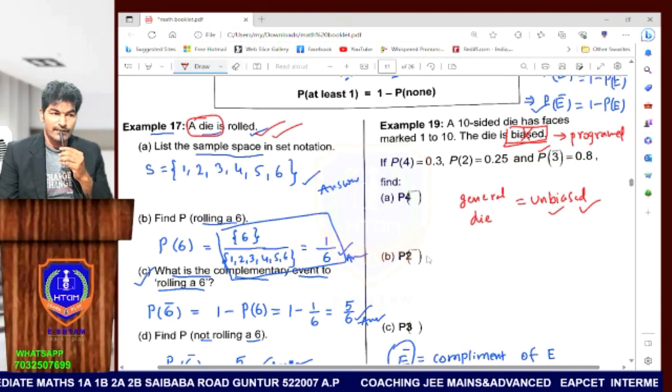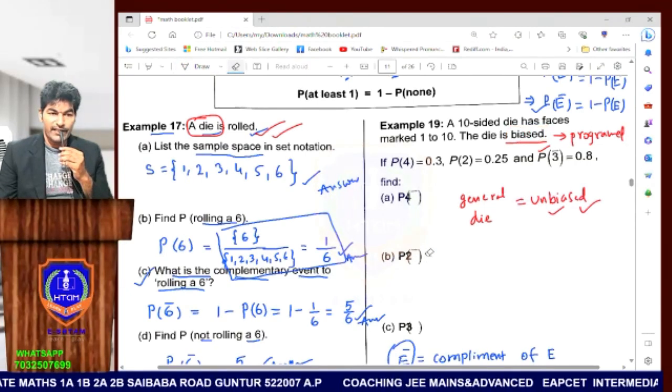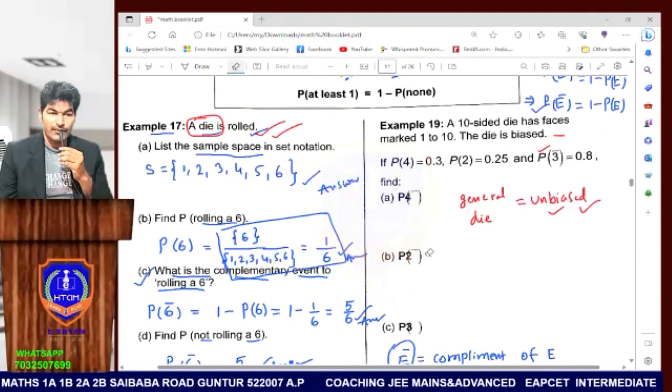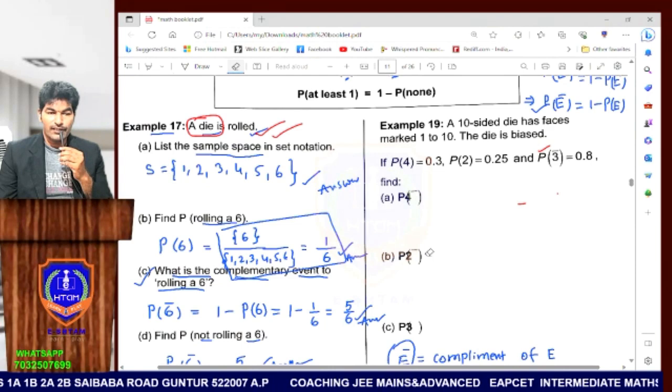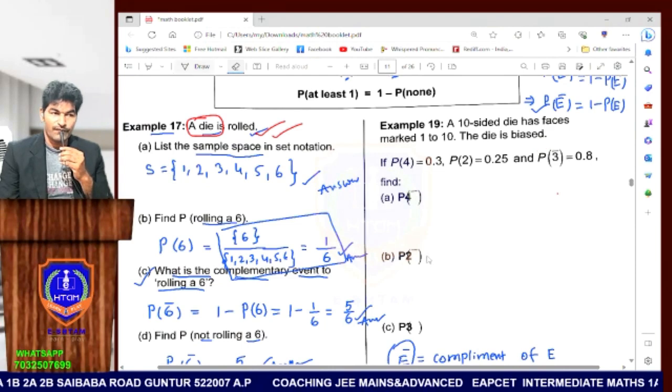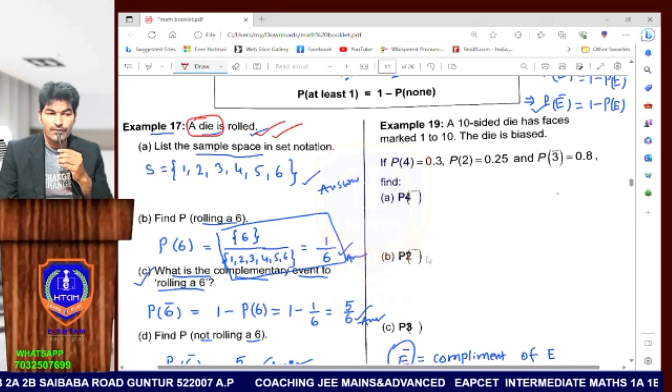But he said here, it is biased. That means it's a programmed die. It's not a normal kind of die. So according to the probabilities he mentioned, you have to take these values. Let us do the first question, and he gave the probabilities also.